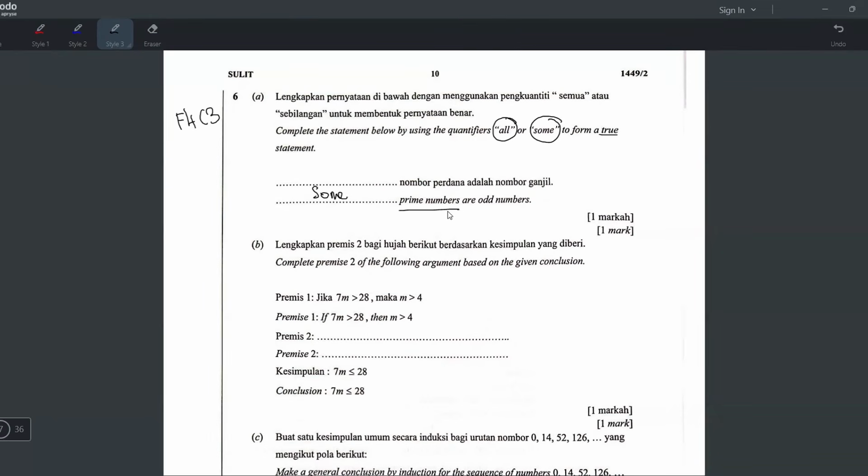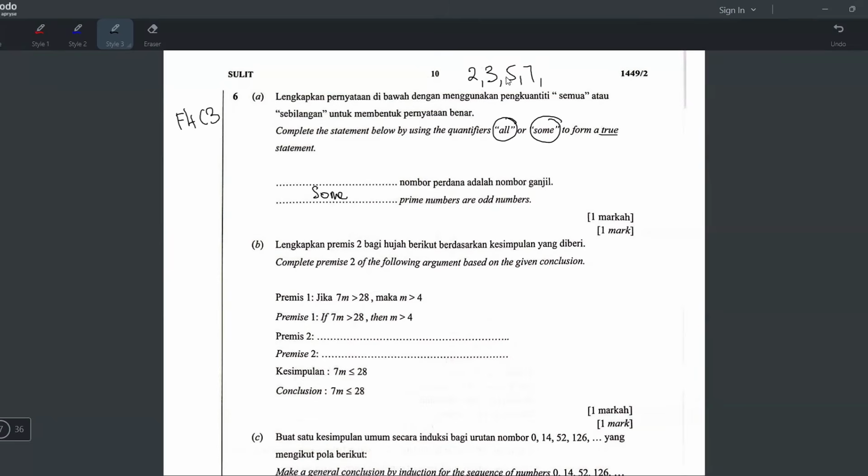Because what is a prime number? Prime number is nombor yang ada dua faktor. Two factors. Numbers that have two factors. It means nombor ni hanya boleh bahagi dengan dia sendiri and bahagi dengan satu. And what is the world's smallest prime number? 2. This is the world's smallest prime number, followed by 3, followed by 5, followed by 7.